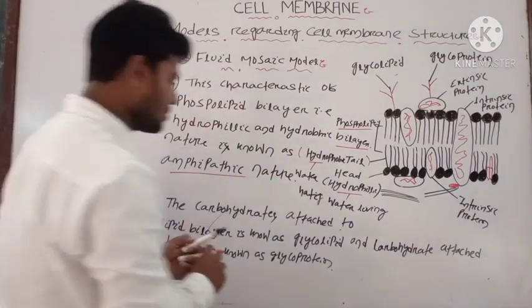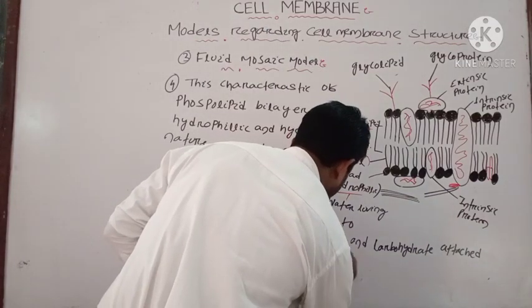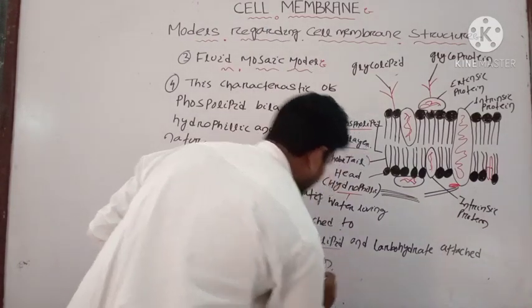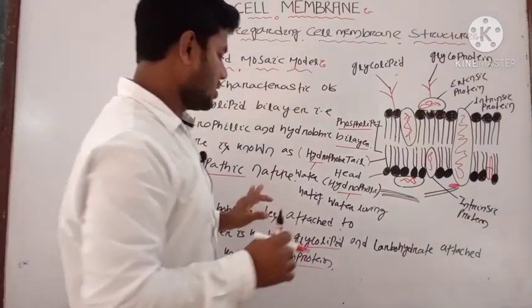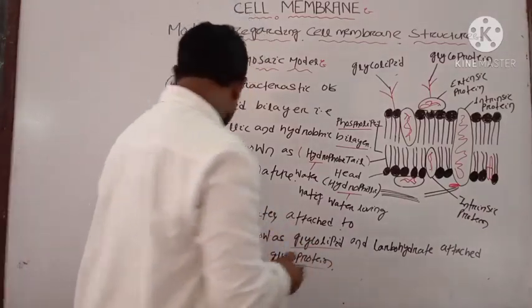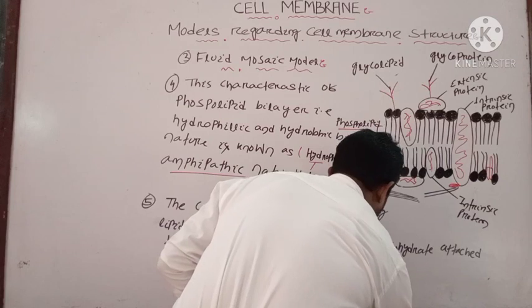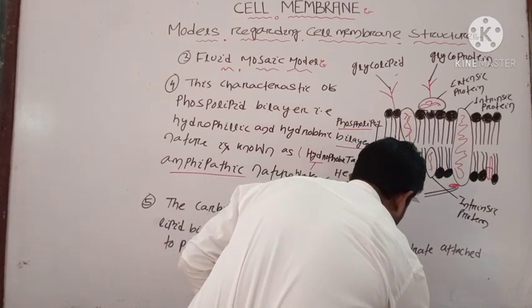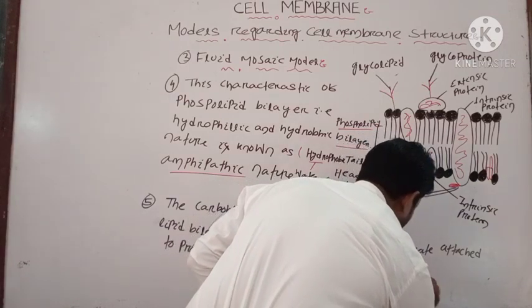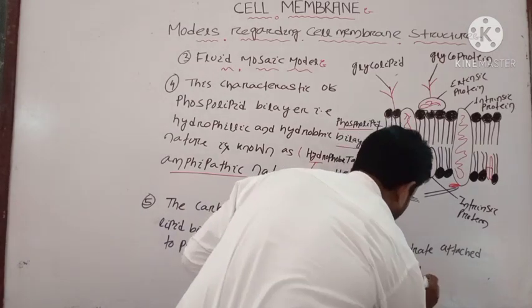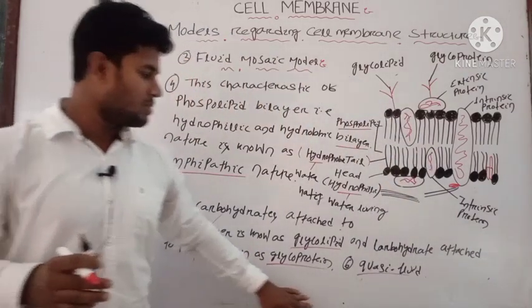Okay, these are two types of glycolipid and glycoprotein molecules. And another most important point is that these are quasi-fluid. Okay, plasma membrane is quasi-fluid in nature. What do you mean by quasi-fluid?